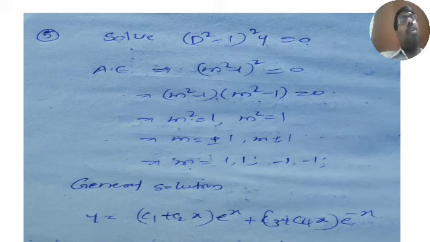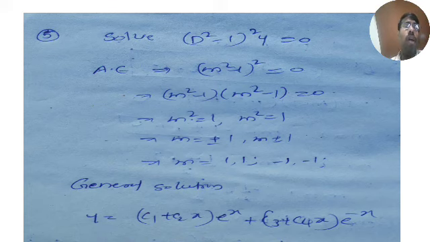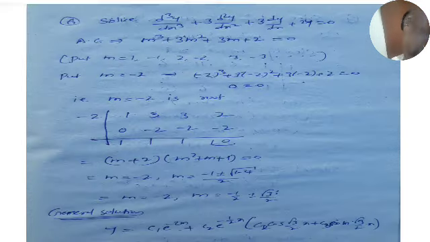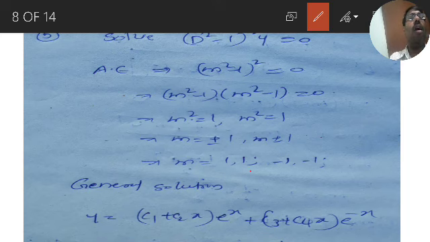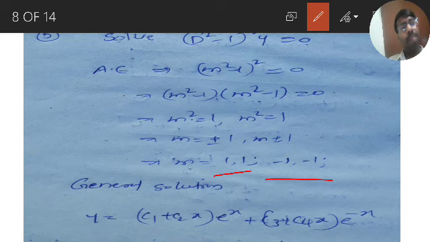You see here, (D square minus 1) whole square of y is equal to 0. Auxiliary equation: (m square minus 1) whole square is equal to 0. That is (m square minus 1) into (m square minus 1) is equal to 0. m square equals 1 means m is equal to plus or minus 1. So pair of roots: 1, 1 equal roots, and minus 1, minus 1 also equal roots. For the first pair 1, 1, you write (c1 plus c2 x) into e power of x, plus for the second pair minus 1, minus 1, we can write (c3 plus c4 x) into e power of minus x. That is our general solution.